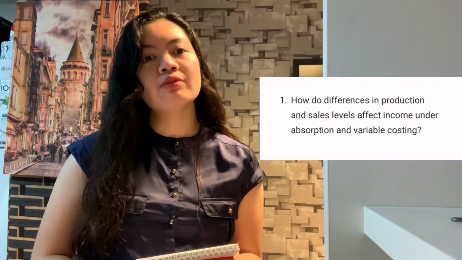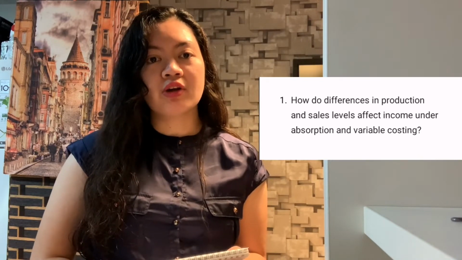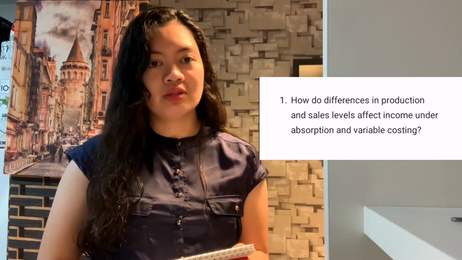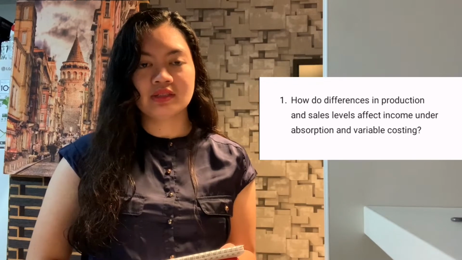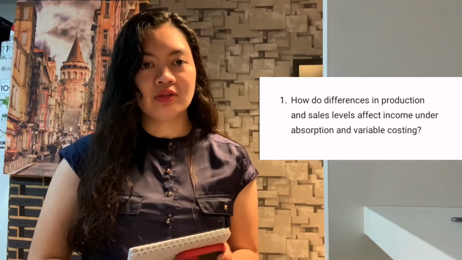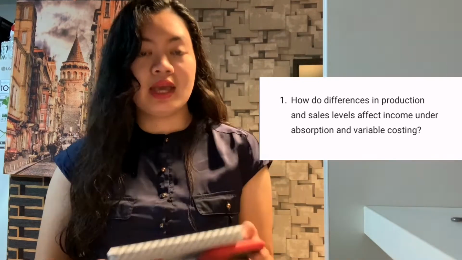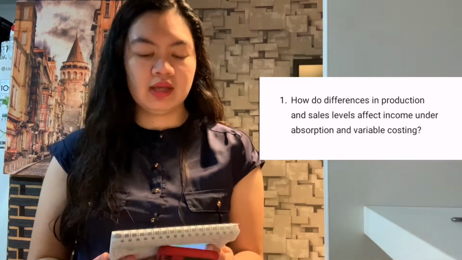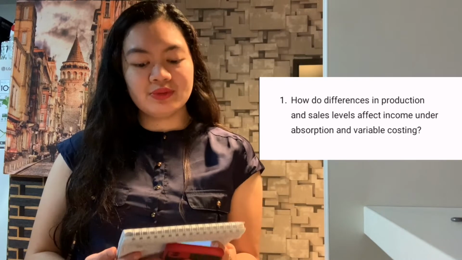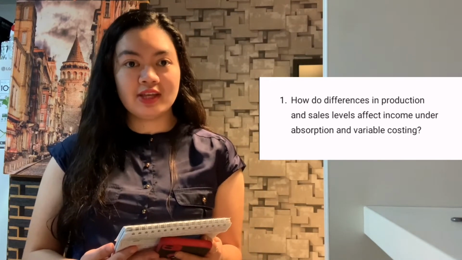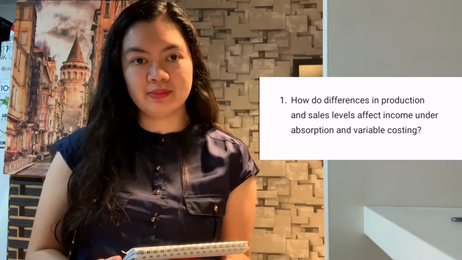Meanwhile, in variable costing, only variable costs are considered in the cost of a product. The fixed overhead cost is expensed as a lump sum in the period in which it occurs. Now, how do differences in production and sales affect the income?